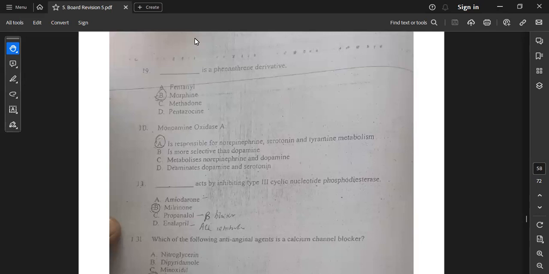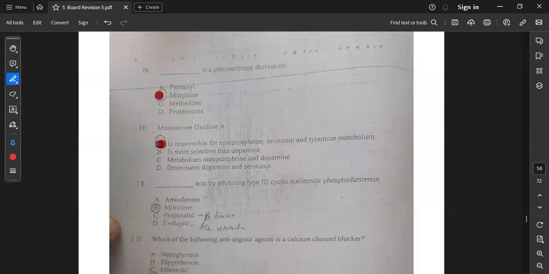So monoamine oxidase A is responsible for norepinephrine, serotonin, and tyramine metabolism, is more selective than dopamine, metabolizes norepinephrine and dopamine, and deaminates dopamine and serotonin. We talked about this the other day, yes. A. Dr. Sunshine says A. Yeah, and Dr. Hiral. Okay.